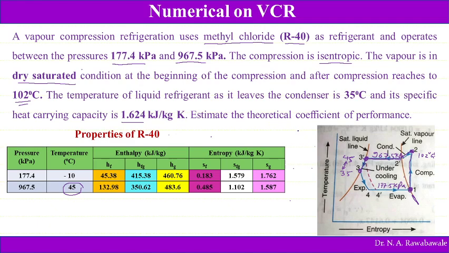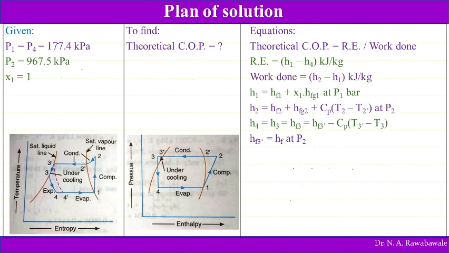So he is asking us to find the COP of the refrigeration system. Now what is given here? Pressure P1 or pressure P4, one and the same, is 177.4 kilopascal. Then the second, higher pressure is given, that is 967.5 kilopascal. Then he is saying that at the start of compression the vapor is dry saturated. So the refrigerant is dry saturated, dryness fraction is 1 at point 1.